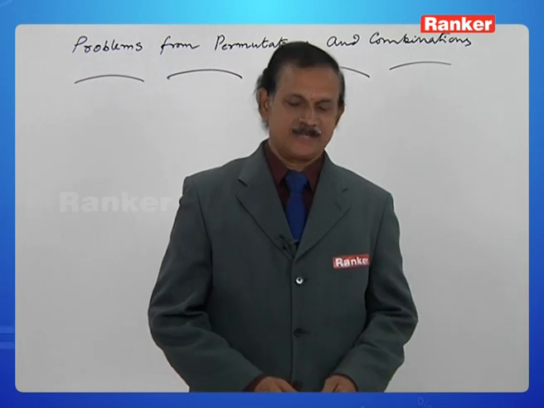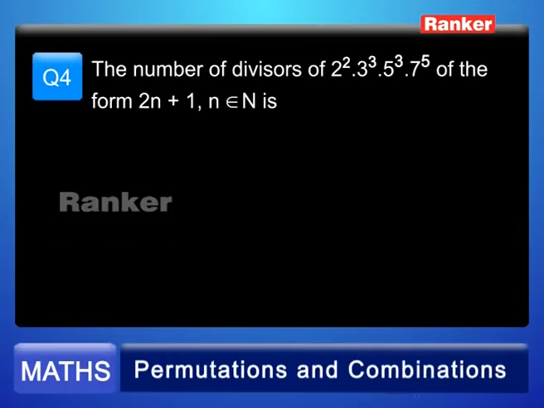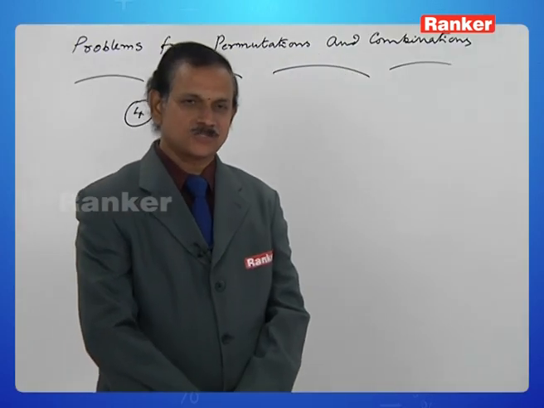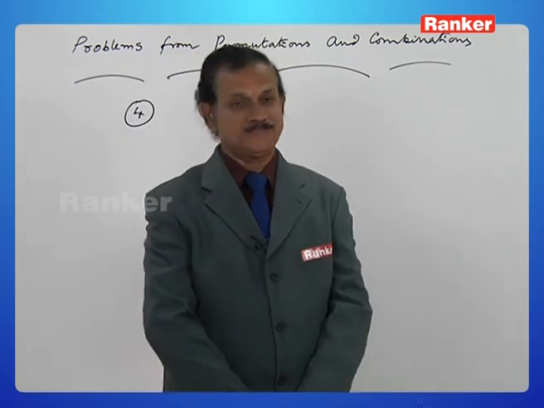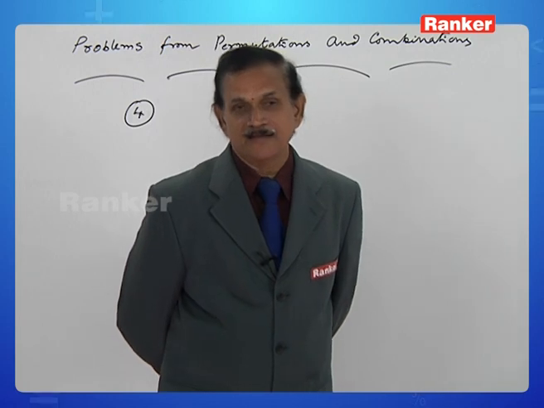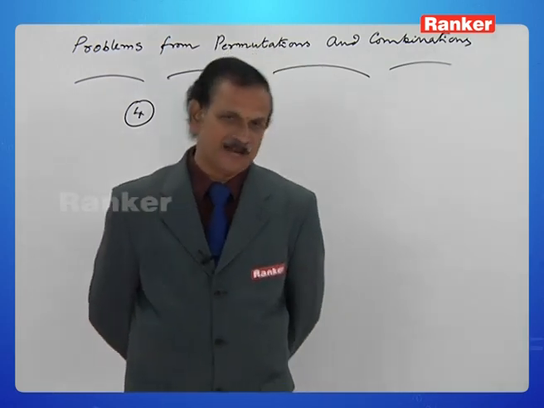We now discuss the next question, that is question number 4. The number of divisors of 2 square into 3 cube into 5 cube into 7 power 5 of the form 2n plus 1, where n belongs to n, is. It is an interesting case. We are not asked to have the total number of divisors. We are supposed to have only divisors which are in the form 2n plus 1.